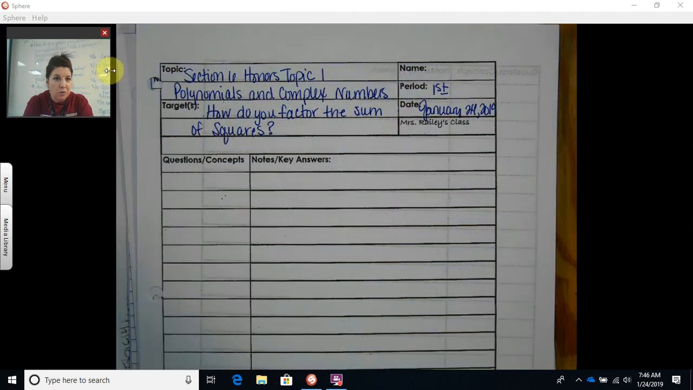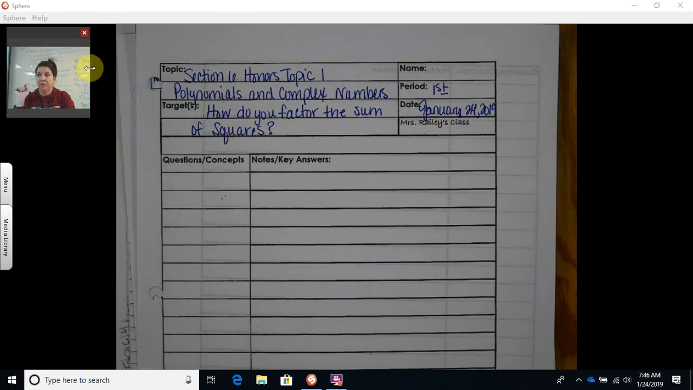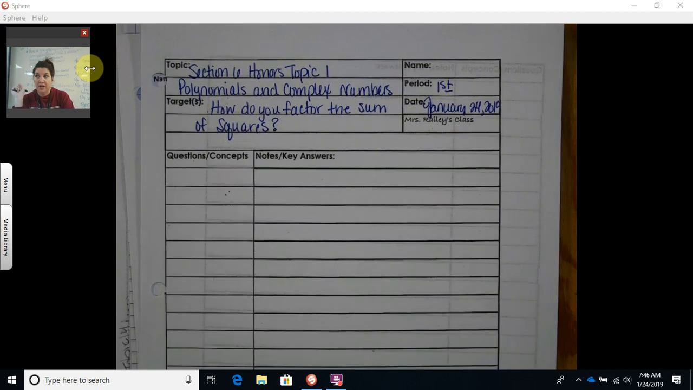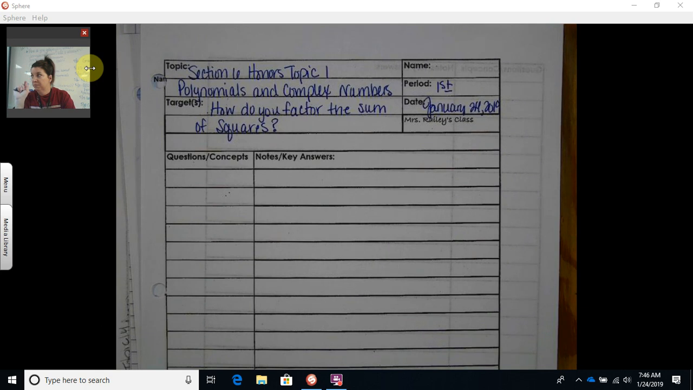So we already know how to factor the difference of squares, right? Perfect square minus a perfect square. We know how to factor a difference of cubes. We know how to factor a sum of cubes. But every time we've had a perfect square plus a perfect square, we've never factored it, okay? Because so far we've only been dealing with factors that are real numbers, or real factors. And when you factor a sum of squares, not a sum of cubes, sum of squares, your factors are going to be imaginary. They're going to be complex. Okay?